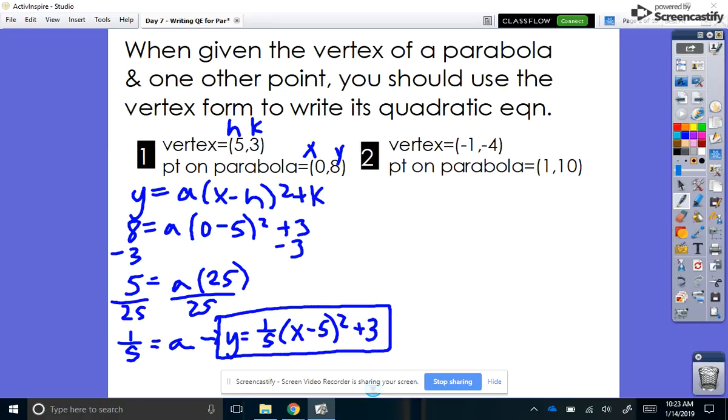So take a minute to look at this equation. Make sure you understand where each of the numbers come from. If you do, I want you to pause the video and try number 2 on your own, and then when you're done, hit play and you can check your answer.